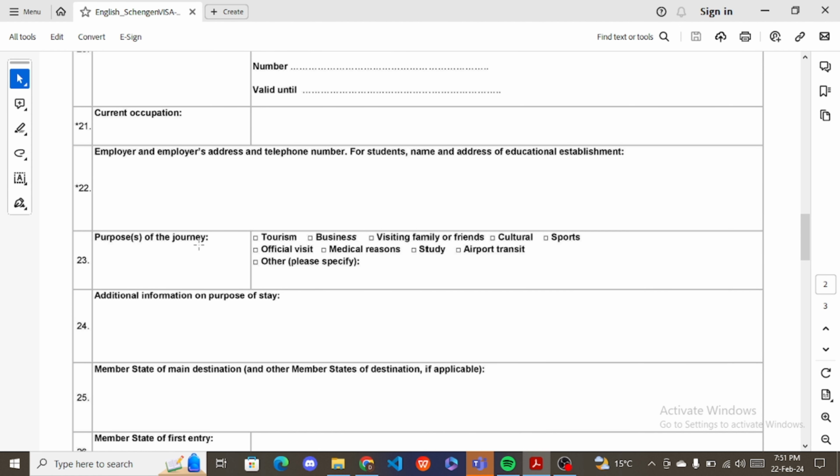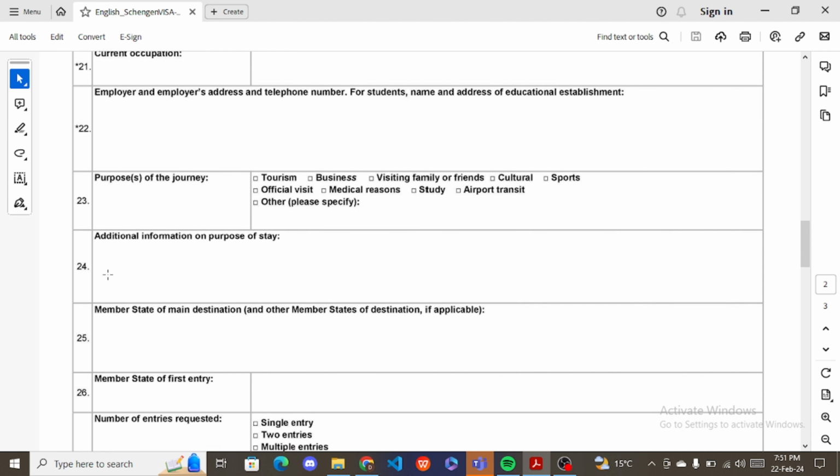23, purpose of the journey. What are you filling the form for? Are you going for tourism, for business, for study? Just tick the one that applies to you.